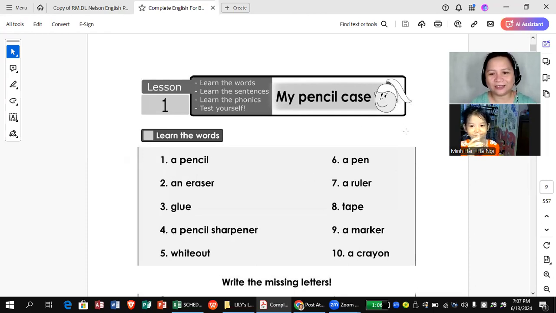All right. Okay. You drink first, please, before we proceed. Okay. So please read. My pencil case. Very good. So now we will learn the words.